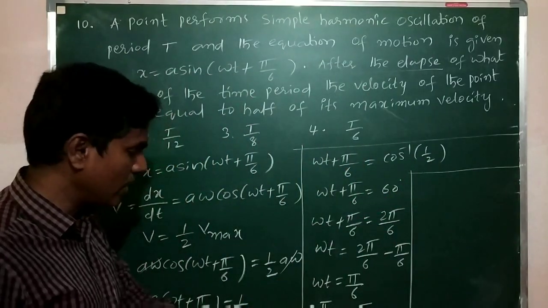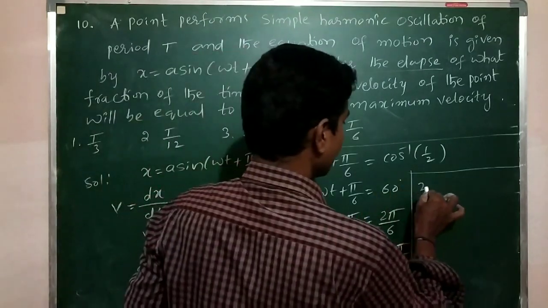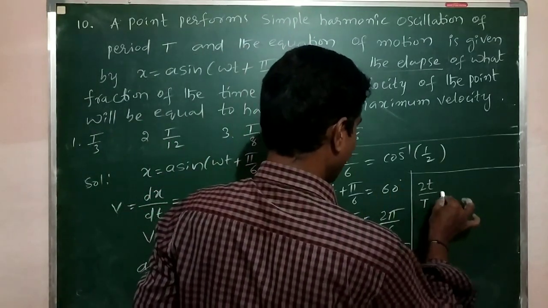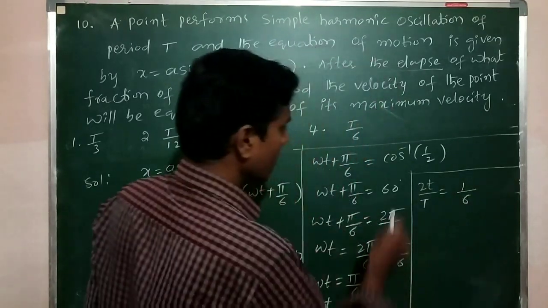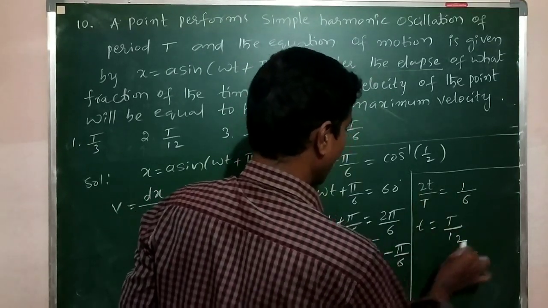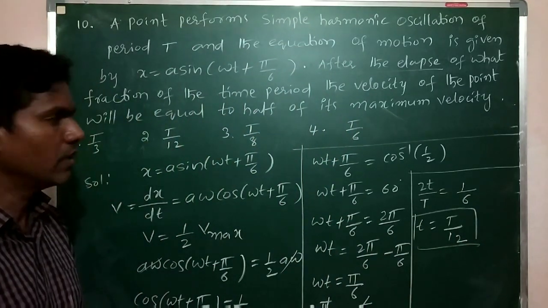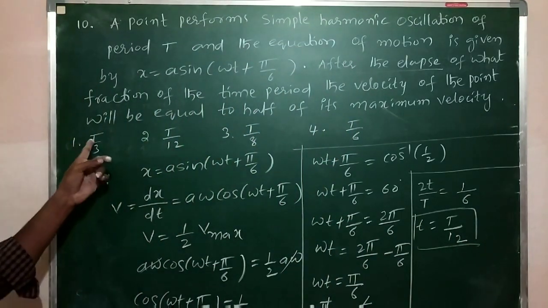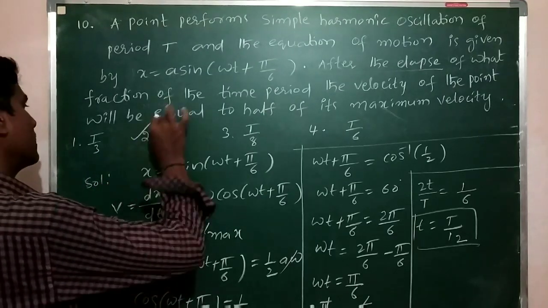So we need to find small t. Pi gets cancelled here. 2t by capital T is equal to 1 by 6. Now small t is equal to capital T by 12. So this is the answer: t is equal to capital T by 12. Here the options are T by 3 and T by 12, so our option is 2.